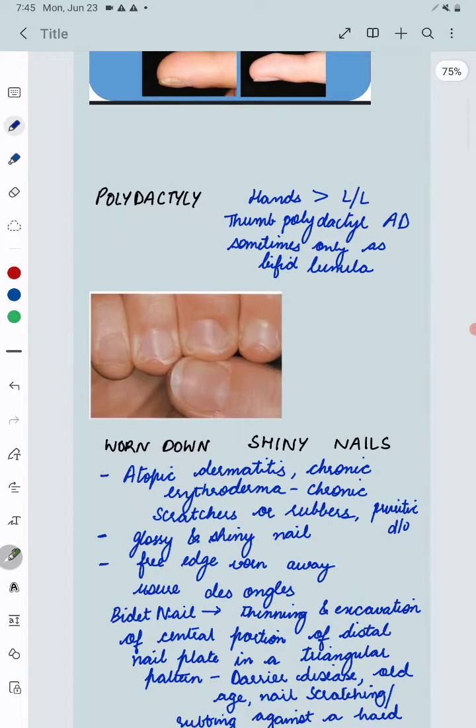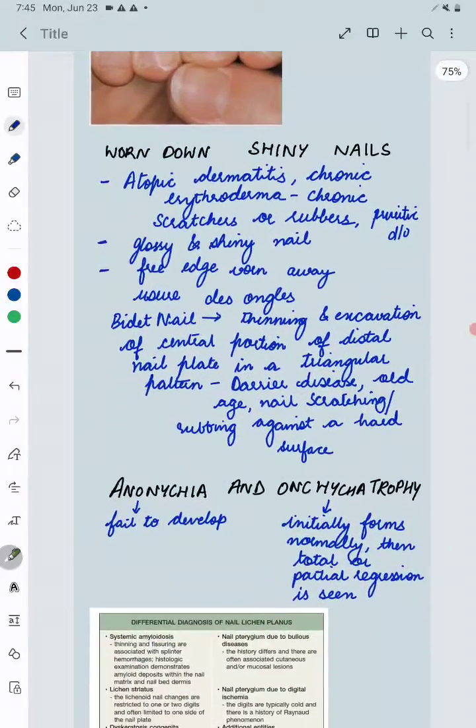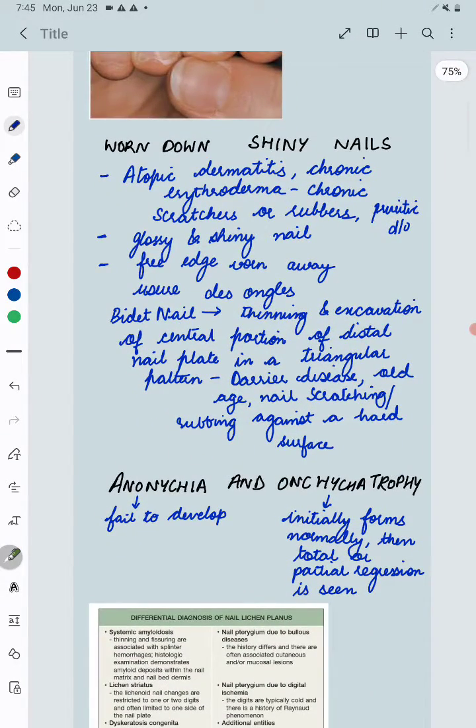Polydactyly is more commonly seen in hand. It is seen with thumb and it is autosomal dominant. Now worn down shiny nails are seen in atopic dermatitis, chronic erythroderma, chronic scratching or rubbing, pruritic disorders. When you have glossy shiny nails, it is called worn down shiny nails and it is seen with the following conditions.